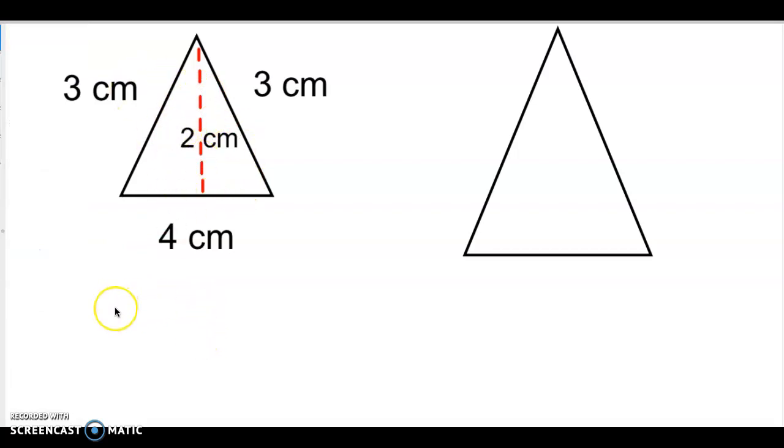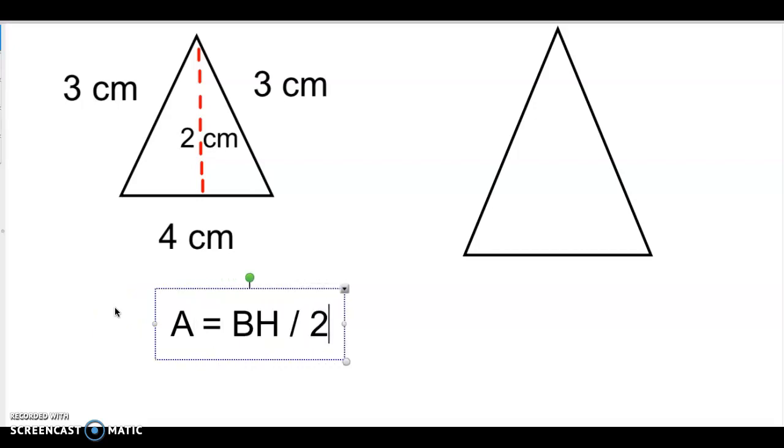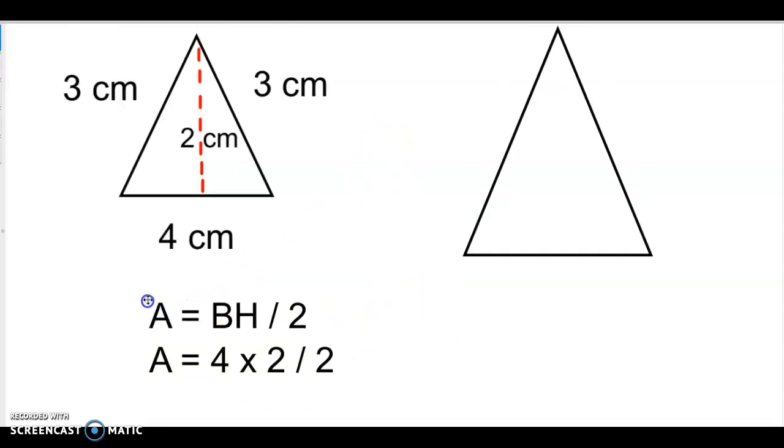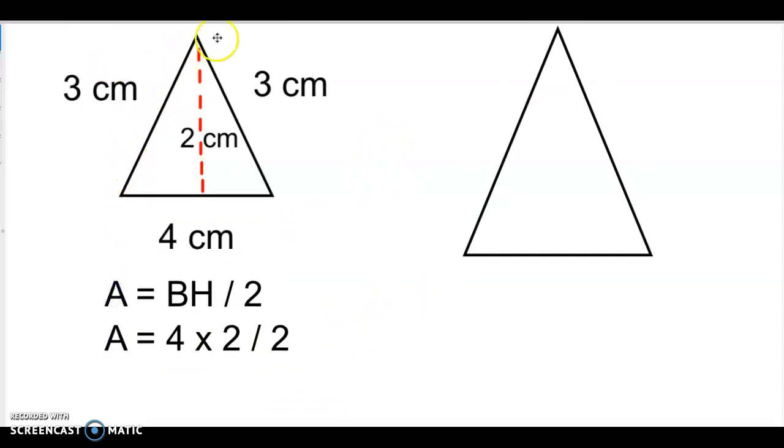Here's a triangle. I'm going to find the area now of this triangle that I gave the dimensions for. So the area of a triangle is base times height divided by 2. Remember, this slash means to divide. The base is 4, the height is 2, and I'm going to divide that by 2. So in this problem, you didn't need to know the sides of the triangle. You would only need that to find perimeter, but I was finding area.